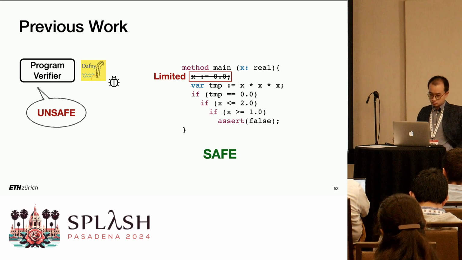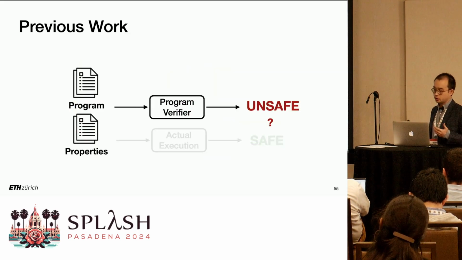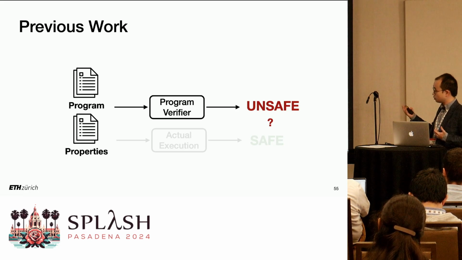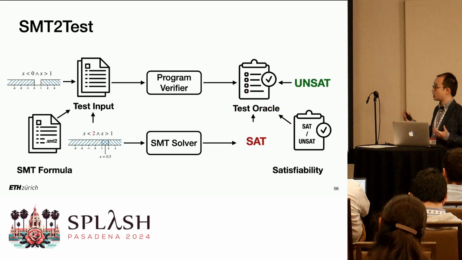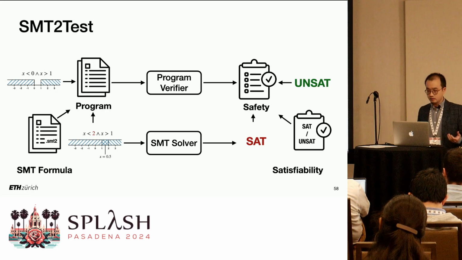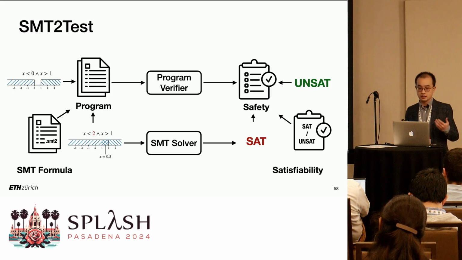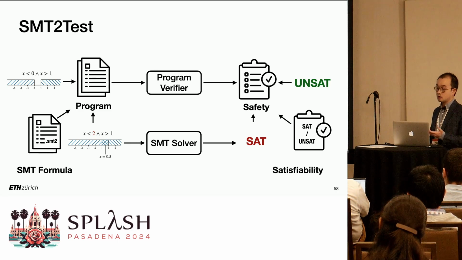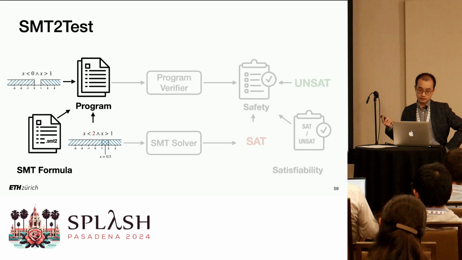So what should we do? Here, if we don't have the actual execution to get the corresponding test oracle, what should we do? So we actually can use our framework, like the SMT2Test framework. Now we can transform the SMT formulas into our program. And then we also transform the satisfiability into the safety properties of the corresponding program. Then we know whether the program verifier reports the correct answer or not. So let's give an example.